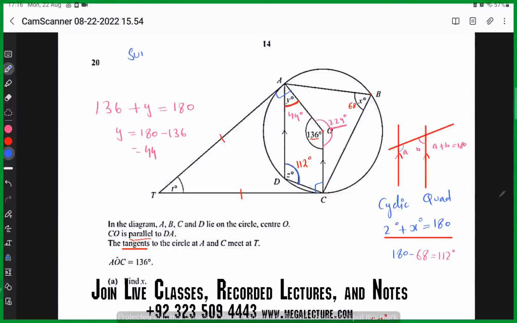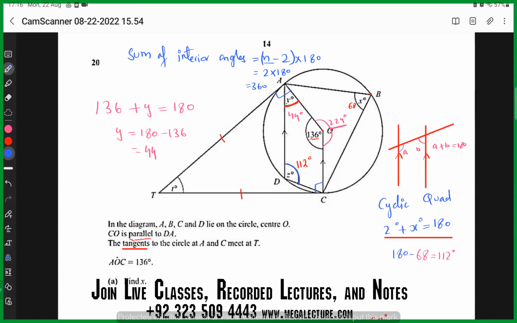Sum of interior angles was basically n minus 2 multiplied by 180. What was n? N was the number of sides. So if it's a kite, if it's a four-sided figure, it would be 4 minus 2. That would be 2 multiplied by 180. And this is going to be 360 degrees. So even if it's a square, a rectangle, a parallelogram, or a kite, all these are four-sided figures. Okay, so the sum of interior angles is going to be 360 degrees.